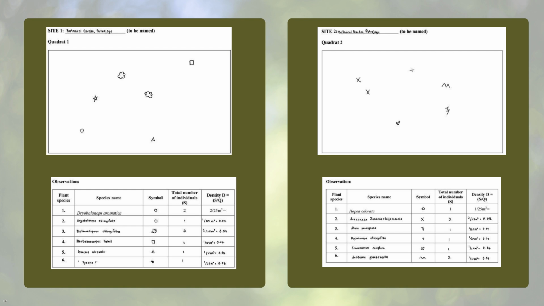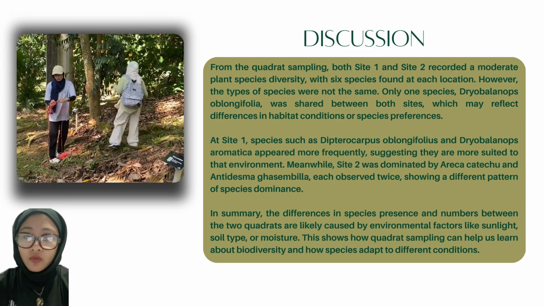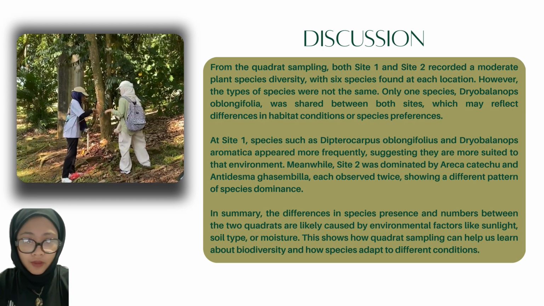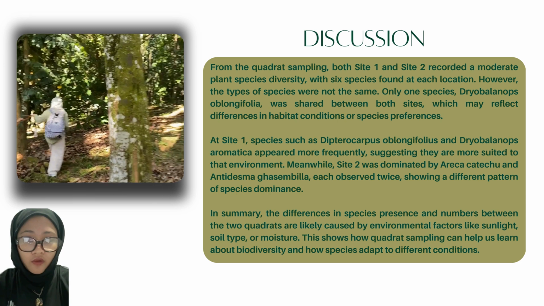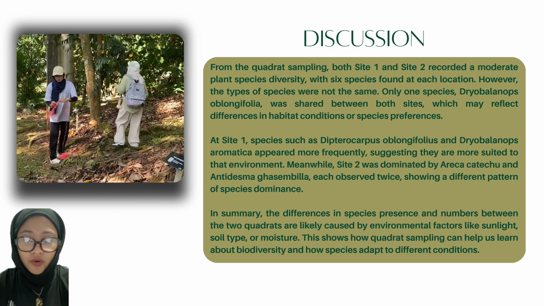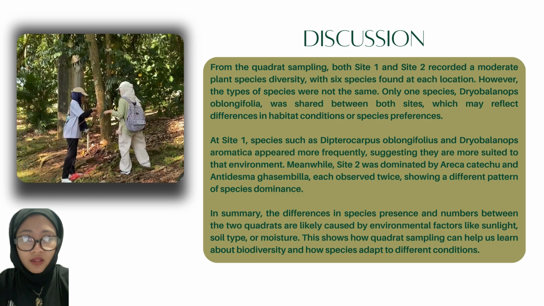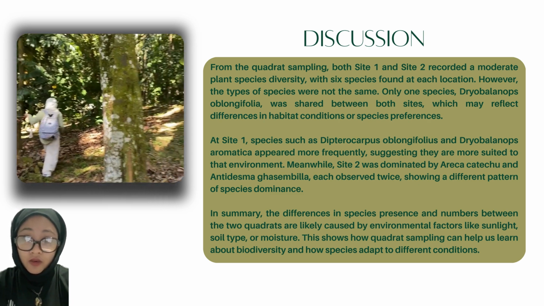Site 1 had 6 species. The most common were Dipterocarpus oblongifolius and Dryobalanops aromatica. Site 2 also had 6 species but with different dominant ones, which are Areca catechu and Antidesma ghaesembilla. Only one species, Dipterocarpus oblongifolius, was found in both sites. To sum up, the two sites had a similar number of species but different types of plants. This may be because of differences in sunlight, soil, water or human activity. Quadrat sampling helps us see how plant distribution can change even in nearby areas.